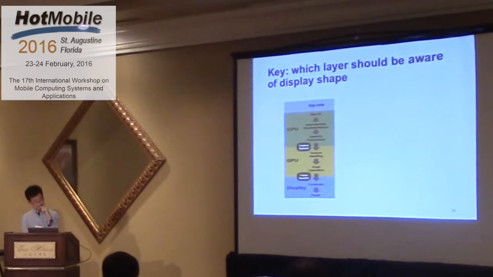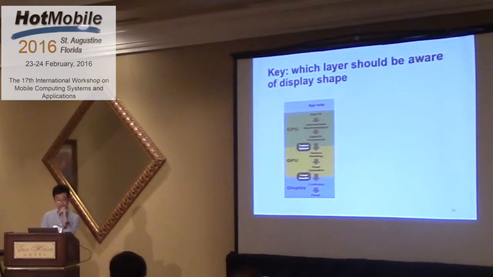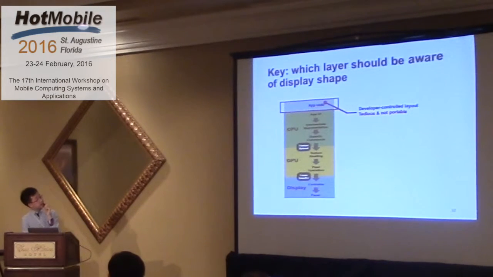For this question, the key point is which layer should be aware of the display shape. The graphics stack is very deep, and there are lots of layers. Let's look at the solution space from the top to the bottom. At the top of the graphics stack, the first possible solution is that we may overhaul the framework API. We may let the developer be aware of the display shape.